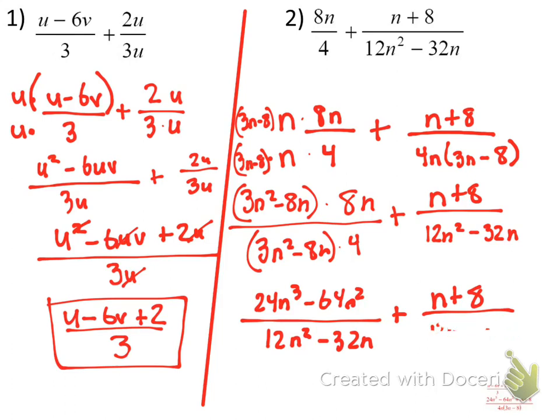So this is a little trick you could do. You could just erase one of the denominators, erase the plus sign, and just draw the fraction bar across like so. Okay, and then you just put a little plus sign right there. So it's like saying 24n cubed minus 64n squared plus n plus 8 all over this amount. Then I have to simplify if I can.